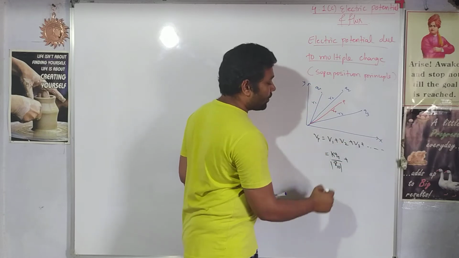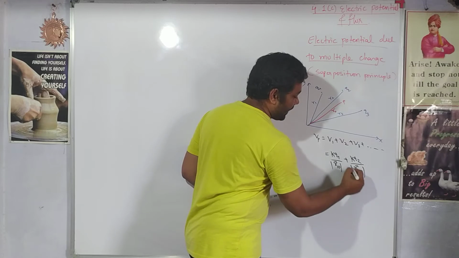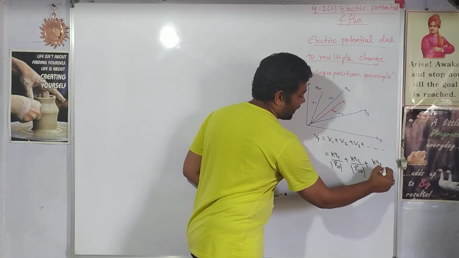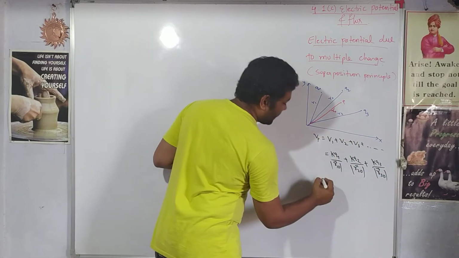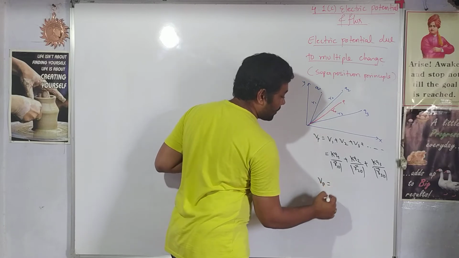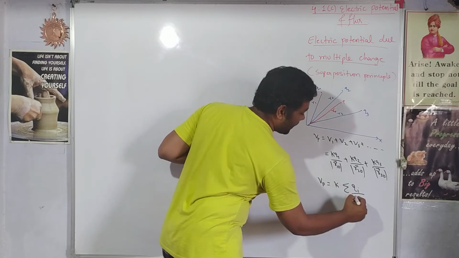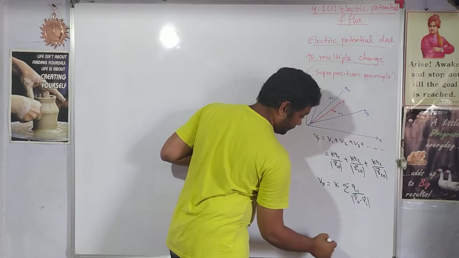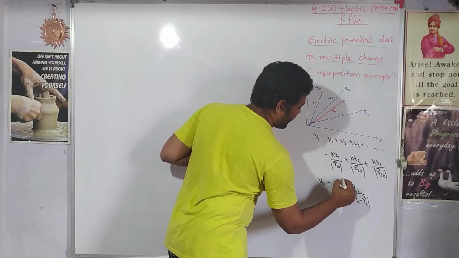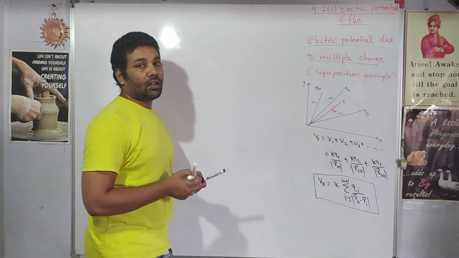Then what will be the potential due to the second charge? It will be K Q2 by R20, right? And then K Q3 by the displacement vector from the third charge to 0. If we write this in summation format, then the potential will be K common, summation of Qi by the magnitude of R0 minus Ri, where i starts from 1 and belongs to the natural numbers. This is the potential due to multiple charges.